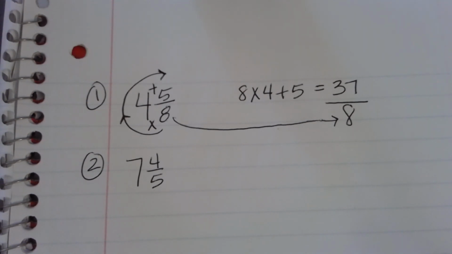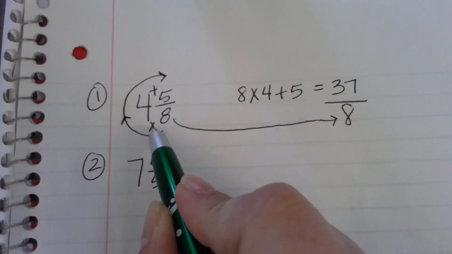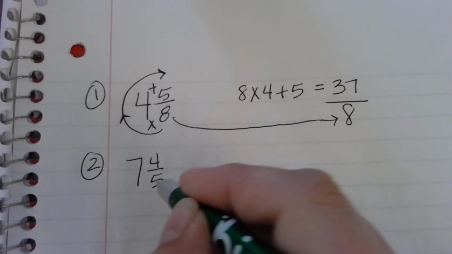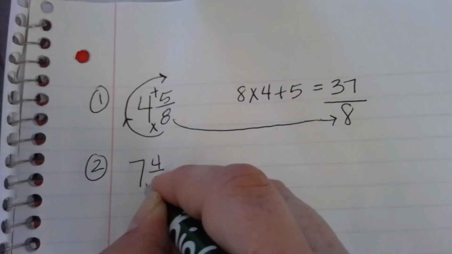Ashton, what's the first thing we do to solve this? 7 times. Look at the problem above it. There's a multiplication sign. Where does the multiplication sign go? Right here, it was between the 8 and the 4. Oh, okay. So 4 times 5, or 7 times 5. You're right. 5 times 7, right?